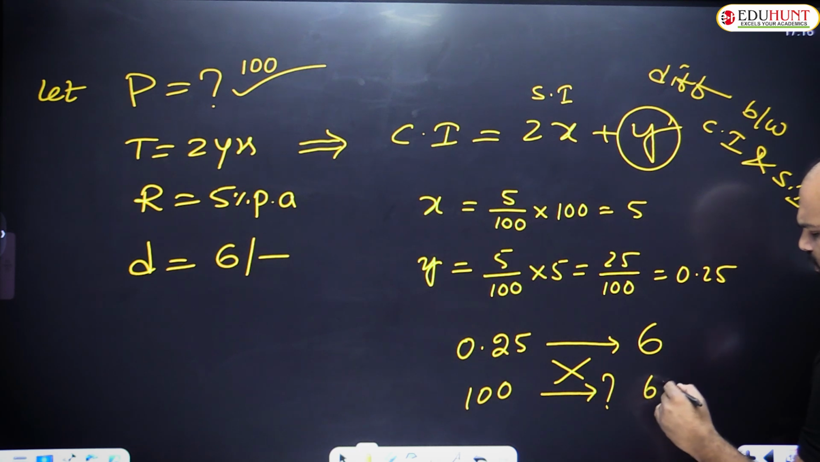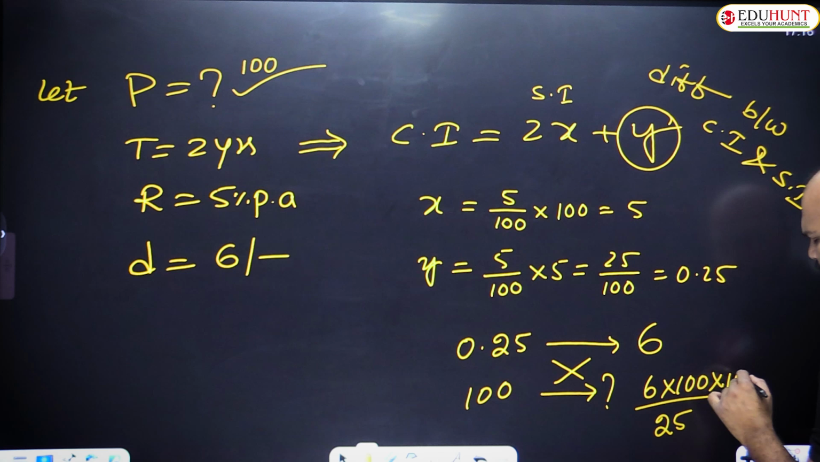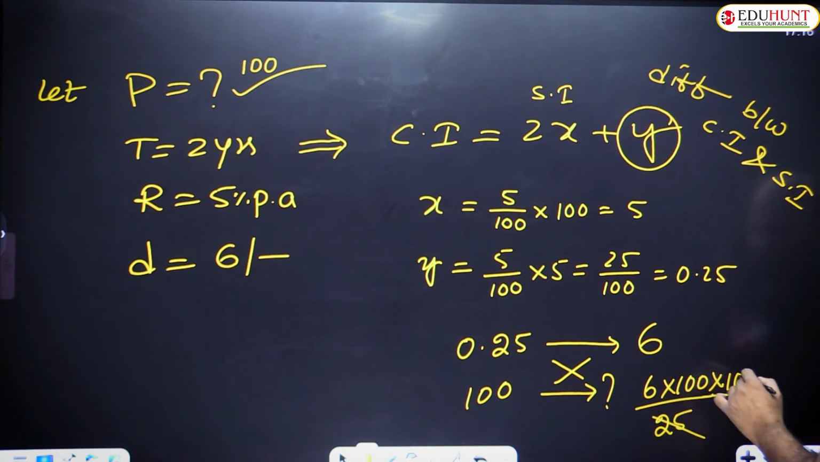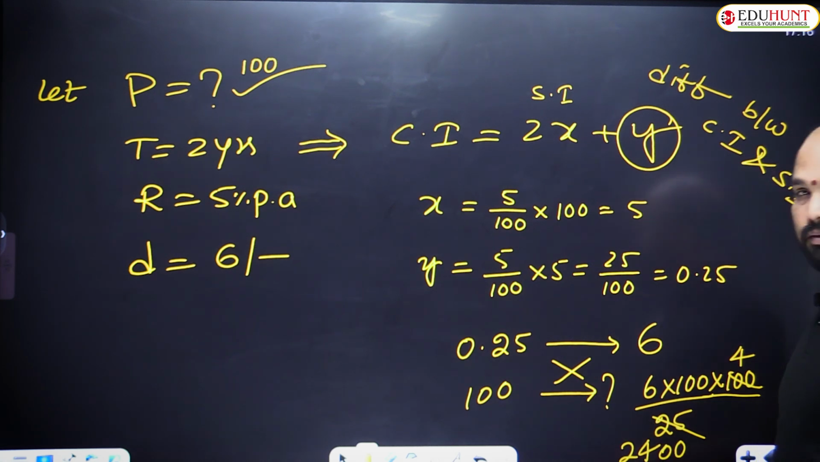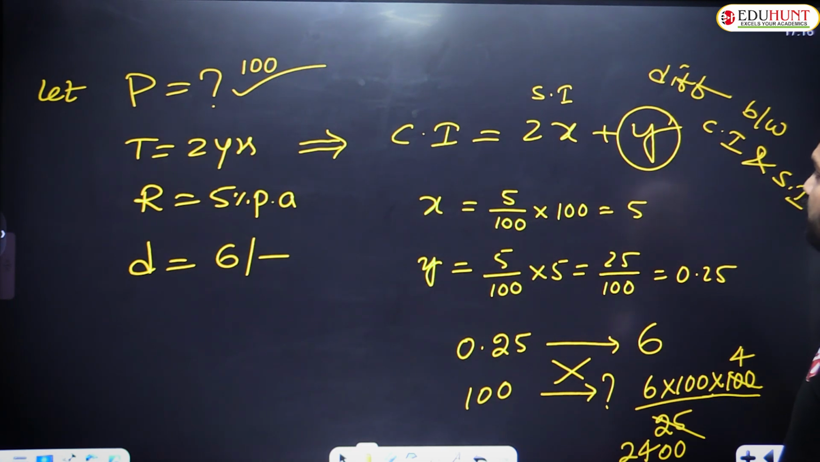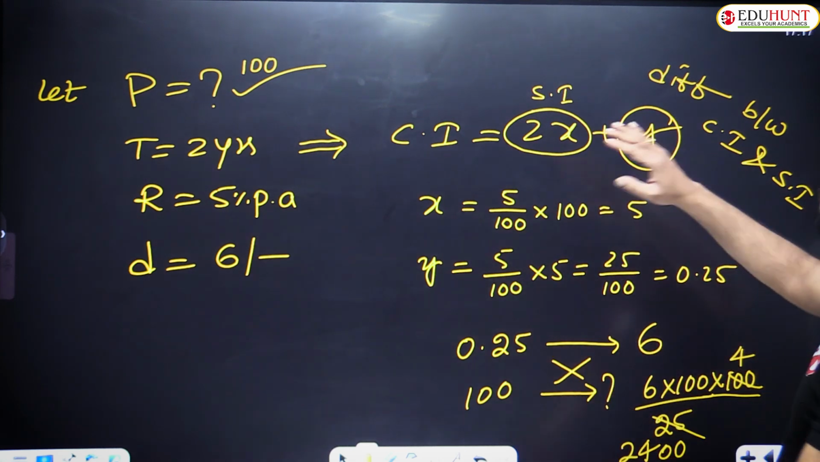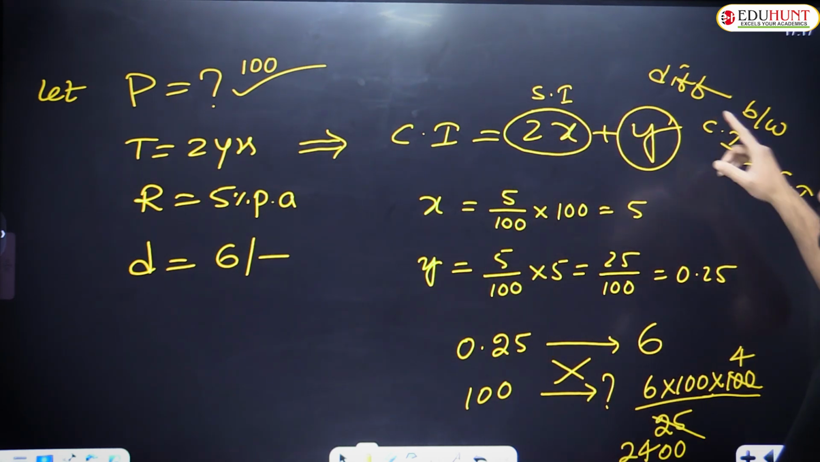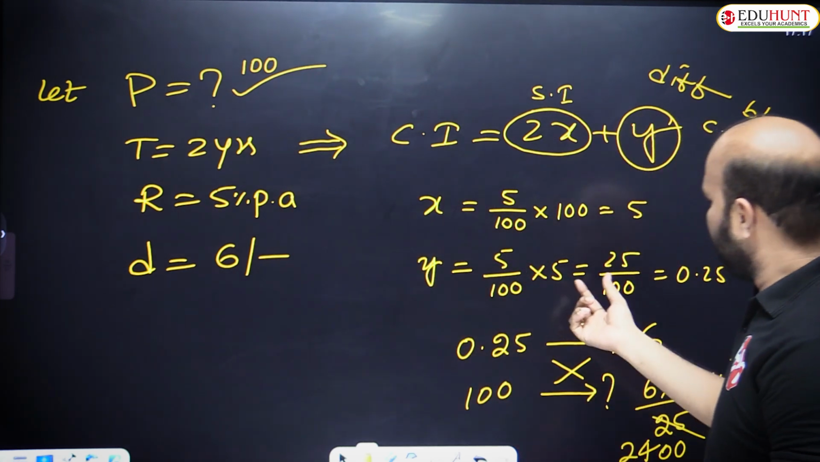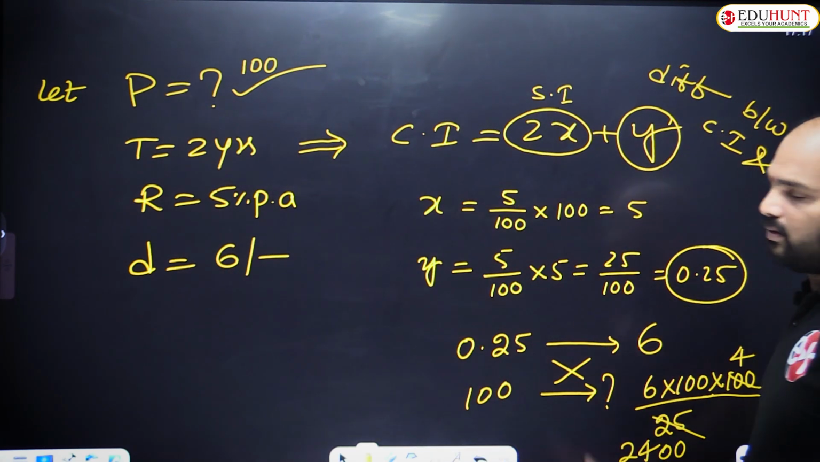You should apply cross multiplication, 6 into 100 by 0.25, which can be written as 25 by 100, according to reciprocal into 100 taken numerator. 25 ones are 25, 25 fours are 100, 4 into 6, 2400, that is the principal. 100% value is called principal. Am I clear? So option B is the right answer. So 2x plus y is called compound interest, only 2x is called simple interest. What is the difference? 2x cancels, y is called difference. Here y stands for difference between simple and compound interest for 2 years. First you have to calculate the y value. That value is already given, 0.25 value, 6 rupees, 100% value, that is called principal.